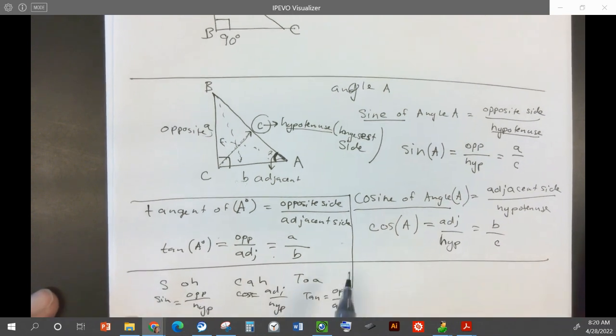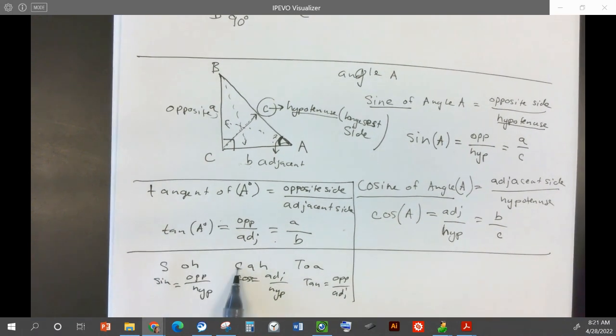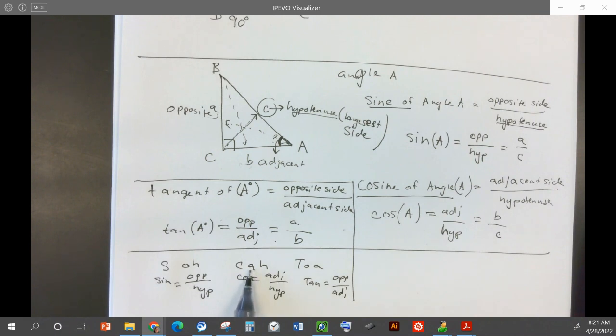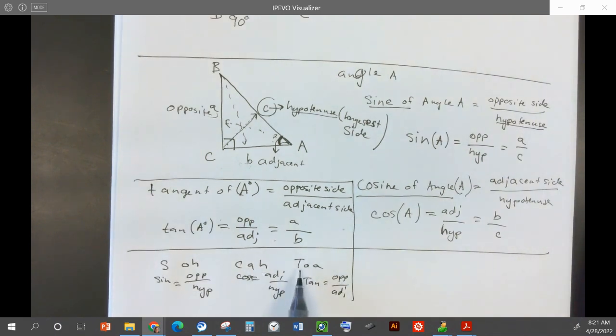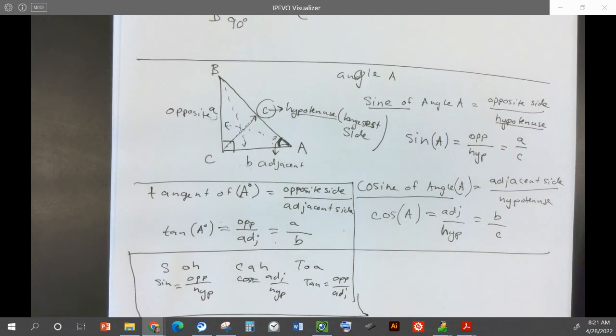So this is how I remember. Sine is opposite over hypotenuse. Cosine of the angle is the adjacent side over the hypotenuse. And the tangent of that angle is the opposite side over the adjacent. That's how I remember. Okay, so I would write this on my paper probably. Questions on that? So that's all we have to know so far today, okay?